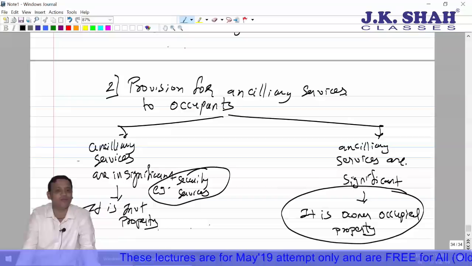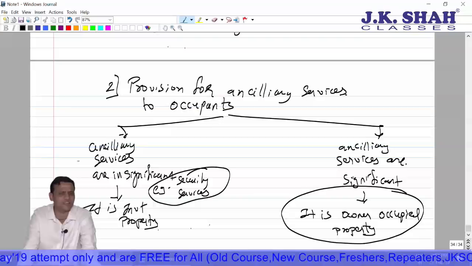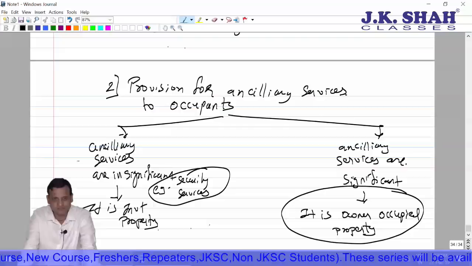I say, I don't have one watchman, but I have a whole group of watchmen, plus waiters, plus cleaners, everything, dry cleaning, restaurant, everything. So what is your main objective? Providing services to the occupants or rentals? What is my objective in the hotel?